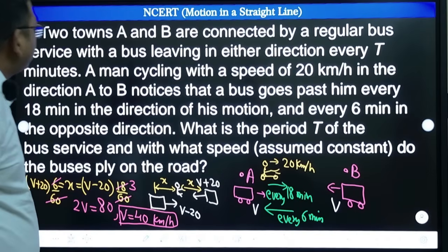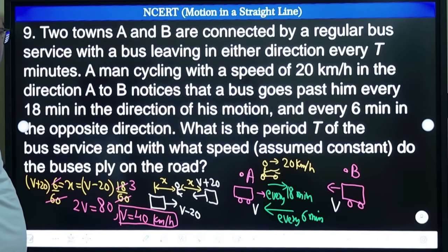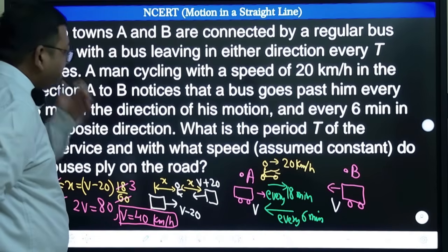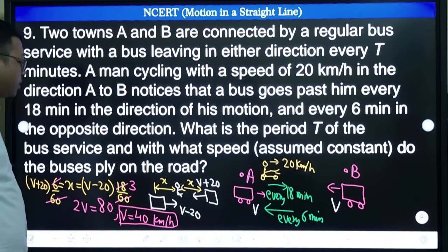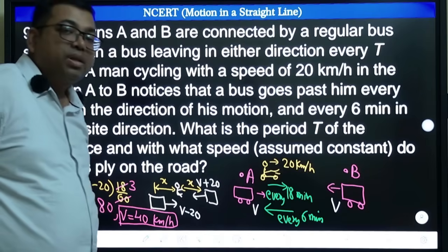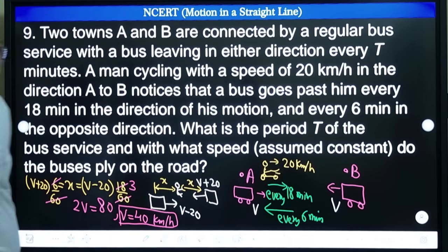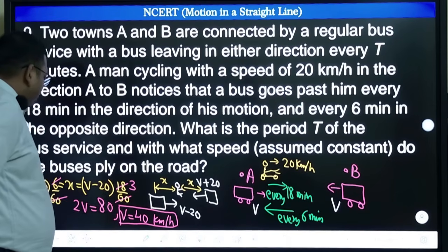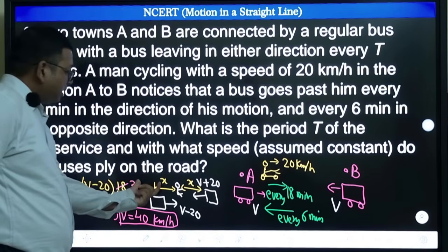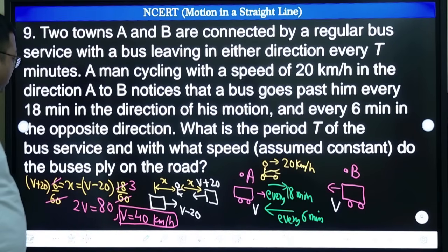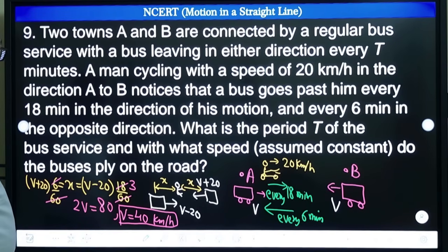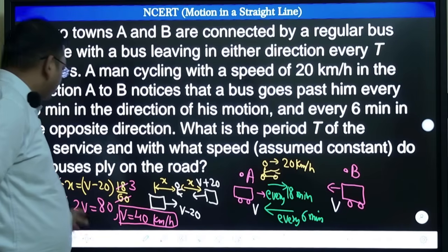Now the question is, what is the period of the bus service, and with what speed? The speed we have calculated. Period means every how many minutes, that is what they are asking. How will you calculate that? Can we now calculate x from here? x was the distance. So from here he is able to find out the buses coming every so many minutes. Can you calculate how much is that distance?